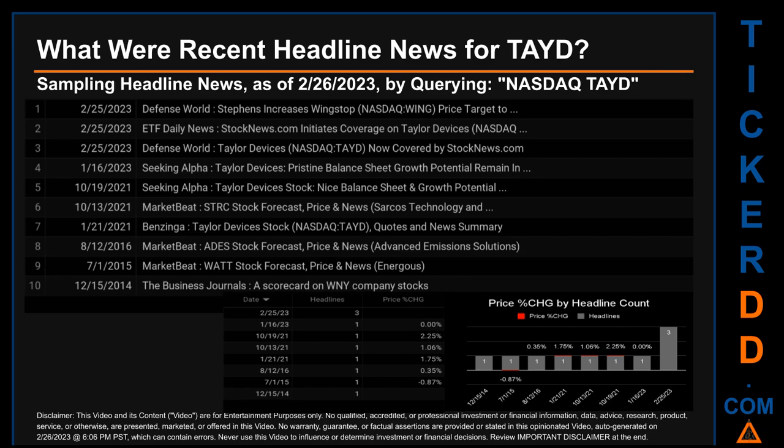The latest publication date of Saturday, February 25, 2023, was actually the day with the highest percentage change in price. It saw a price jump of 2.25%. Wednesday, July 1, 2015 was the day with the highest percentage change in price when we compare opening versus closing price for the ticker. The day saw a drop of minus 0.87% when TAYD opened trading at $12.61 and closed at $12.50. There was one found headline when MarketBeat published the headline that read, Watt stock forecast, price and news, Energis.